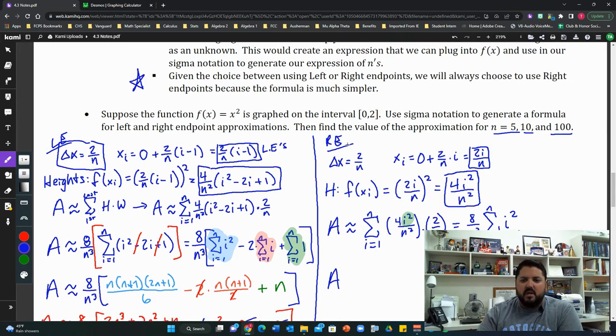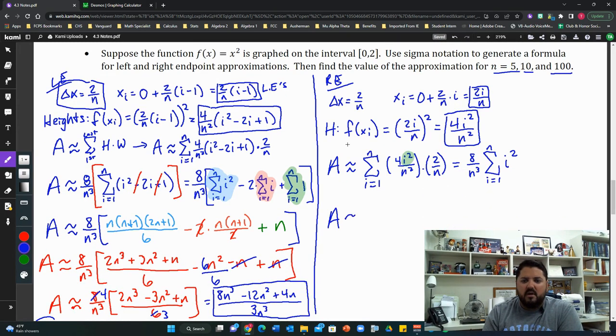So that means we end up with our area being approximately equal to 8 over n cubed times the i squared formula, or n times n plus 1 times 2n plus 1 all over 6. So you guys can see how much faster and simpler this one has been. So now I can expand inside of here again. This is always going to be the exact same result. So what I have right here, it's going to be the exact same thing over here.